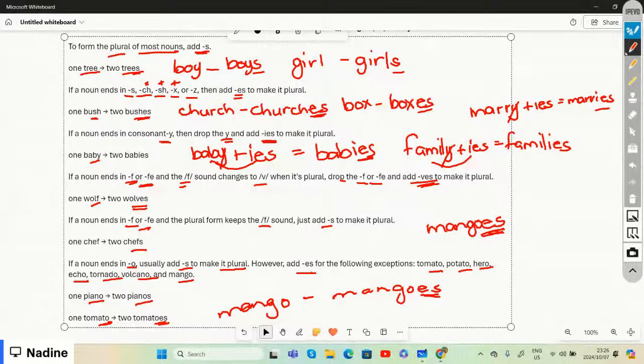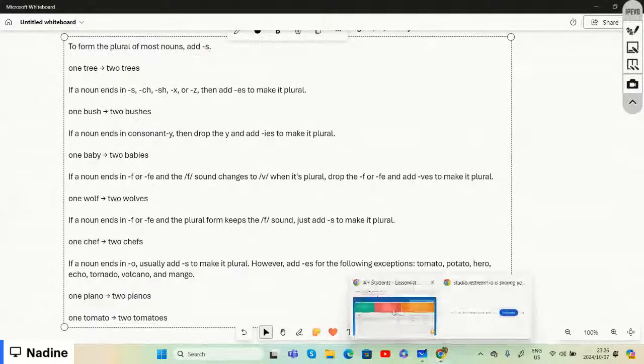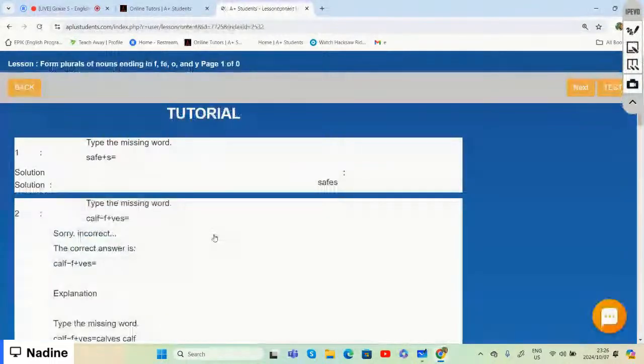All right. So now we're going to form plurals of nouns ending in fe, o, and y.